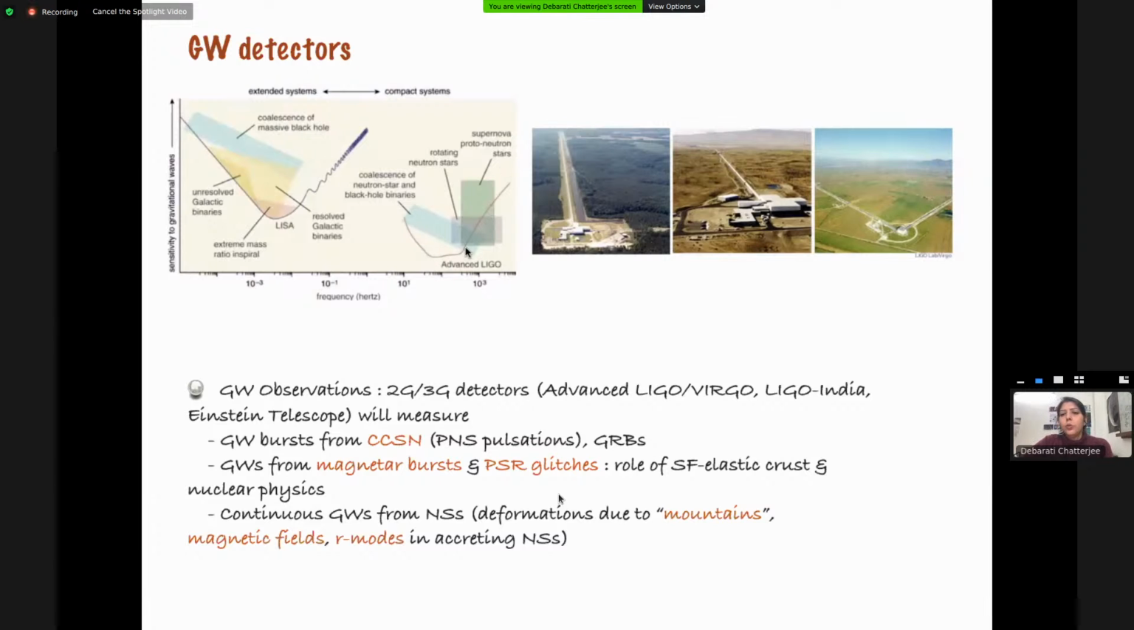So LIGO India and the upgraded LIGO and Virgo detectors are sensitive at a different frequency band than that of LISA. So LISA will help us understand black holes, and also if there are black hole neutron star binaries, we probably will be able to distinguish them from pure neutron star binaries. But then, like I said, there are other options. Even the Einstein Telescope will be able to give us information about neutron stars, but not LISA directly. Okay, thank you.